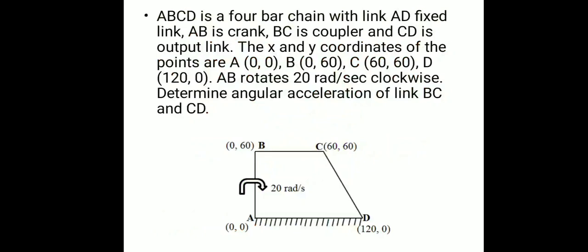A is equal to (0, 0), B is equal to (0, 60), C is equal to (60, 60), D is equal to (120, 0), and crank AB rotates at 20 radians per second clockwise. So we need to find the angular acceleration of links BC and CD.